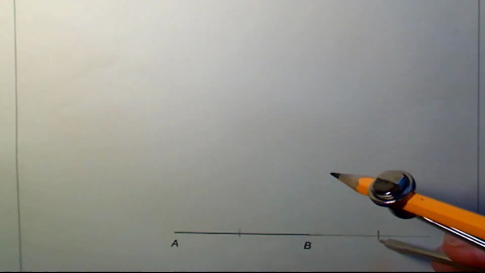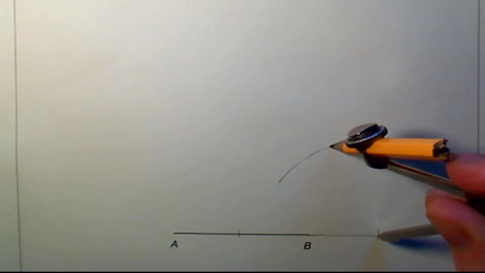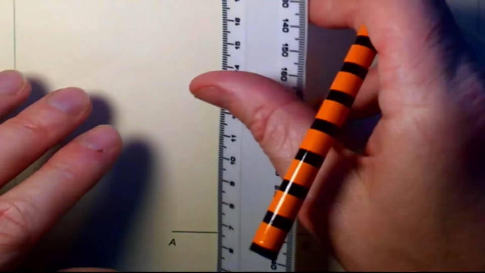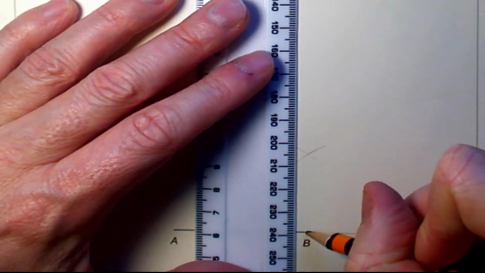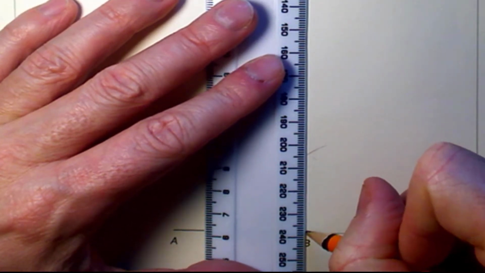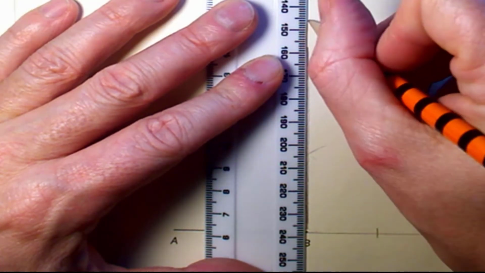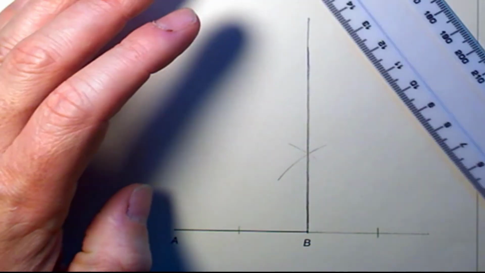Next, we're going to have to do some arcs above, but before we do this, we need to make sure that the gap between the compasses is a little bit wider than it was before. And then put it in one of your marks from before. Draw a short arc above B. Switch to your other mark and draw a second arc so it crosses your first. You can now draw a line from B going up, and this line will be 90 degrees from the line AB. There we go. Now we don't know how long this line is going to be yet.